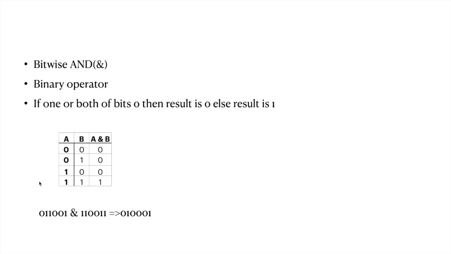So if we AND a sequence of bit data like this, the result will be 0, 1, 0, 1 and 1 will be 1, like that. All will be ANDed and the result will be produced. That's how the bitwise AND operator does its work.